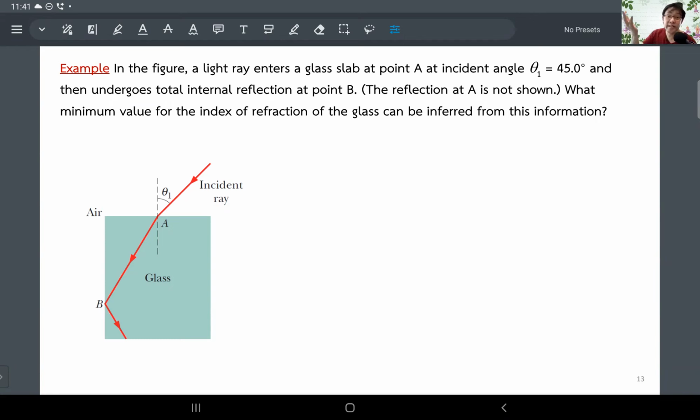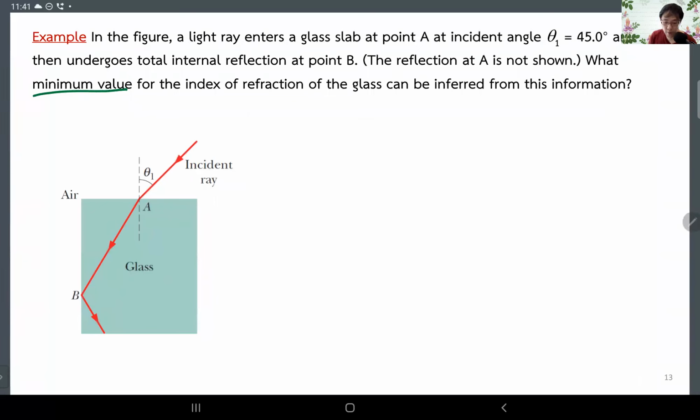Of course, you can increase the n, and you have more chance to get total internal reflection. We sort of know that from the example that we did, the diamond and glass and all that stuff. So that's why they're asking for the minimum value. What would be the minimum value that you will get out of this?